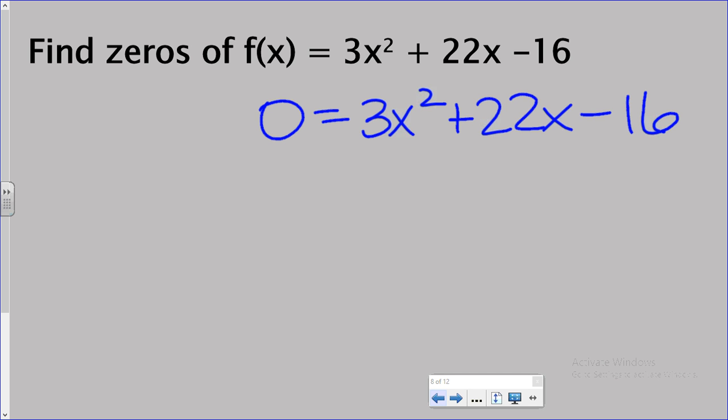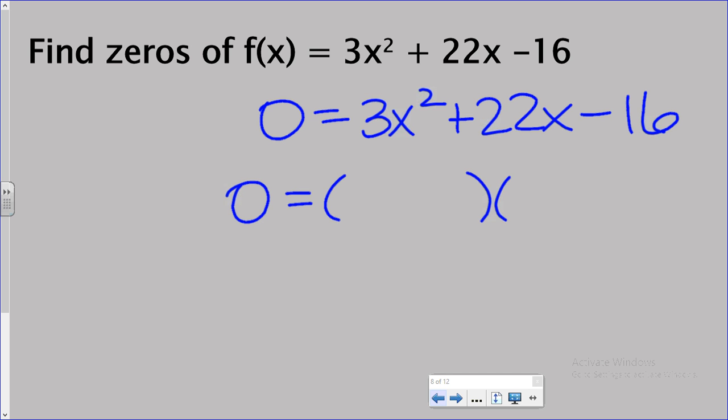Now, on Monday, I'm going to show you how to do this in your calculator, but this is a problem I expect you to be able to solve without your calculator. And you don't need to use the quadratic formula. That's not my expectation yet. We have a quadratic. It is a trinomial. This is one I expect you to be able to factor.